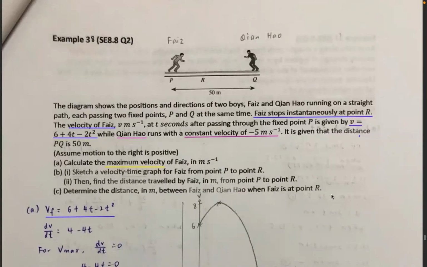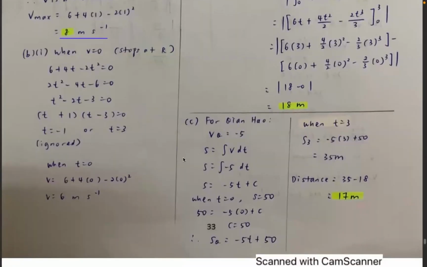C. Determine the distance between Far East and Qianhao when Far East is at point R. Okay, when Far East is at point R means when t equals to 3. So let's do some working for Qianhao. Qianhao runs with a constant velocity of -5. That means the velocity function of Qianhao is -5. From velocity, if we want to get distance, we have to firstly identify the displacement function. So from v, I want to do s. So s equals to integrate v dt, so equals to integrate -5 dt.